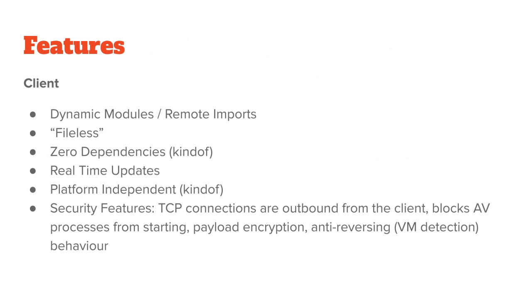Some of the features of the client that gets deployed out to the target machines: it will support dynamic module loading. The idea is you ship a tiny little executable onto someone's machine, and then that executable goes and talks to the C2 server to download all its capabilities and all its behaviors, so that you can ship a small executable with no info in it. And it sort of builds itself after it's been deployed.